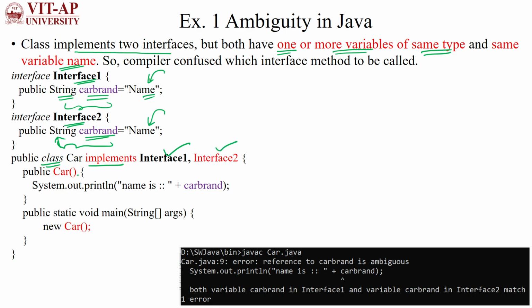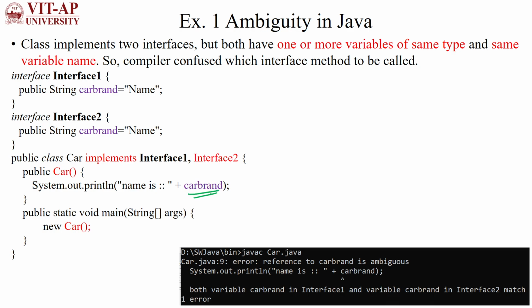Then we are defining the method car, which calls the variable name with the value defined over here. You see here, this method is confusing: which variable is right? This variable belongs to either interface 1 or interface 2. So when you are calling this method, the variable belongs to any one of the interfaces, right? So the confusion is occurring here. So what will happen? You will get an error.